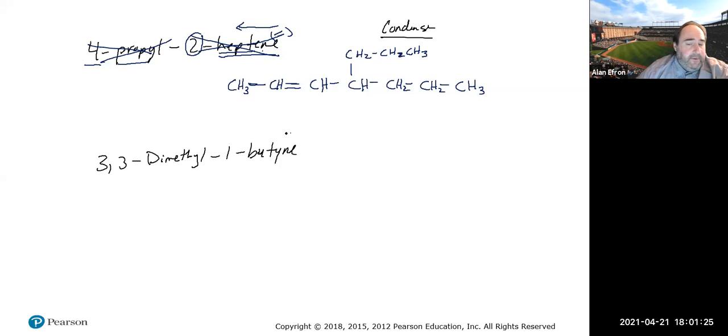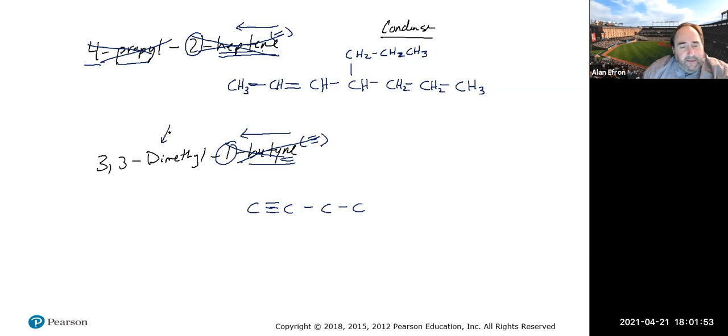So taking the same approach here, the butane part tells me it is 4 carbons. The YNE part tells me it's a triple bond located at carbon number 1. So again, I'm going to go left to right. I'm going to call this first guy on the left there carbon number 1. Going to put my triple bond in there, and then that takes care of that.